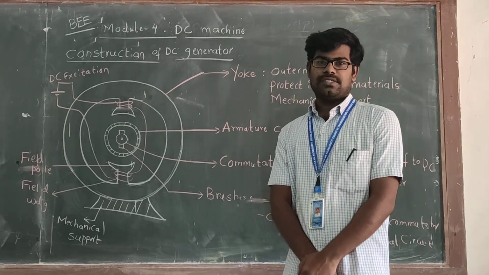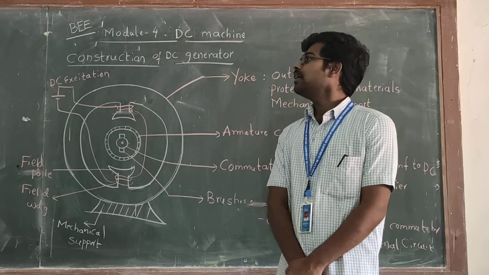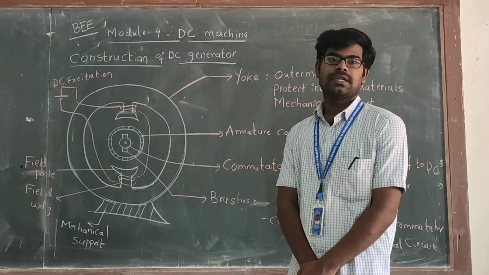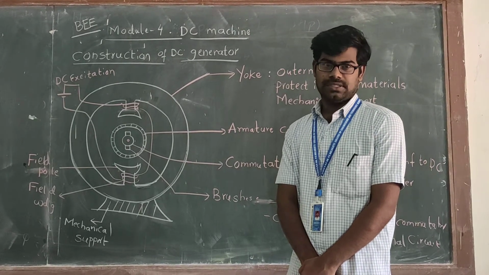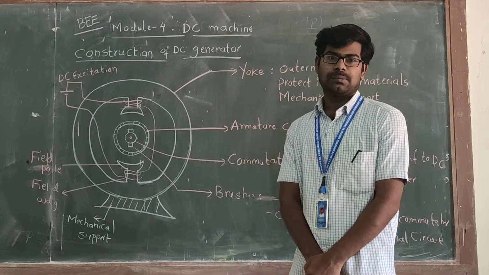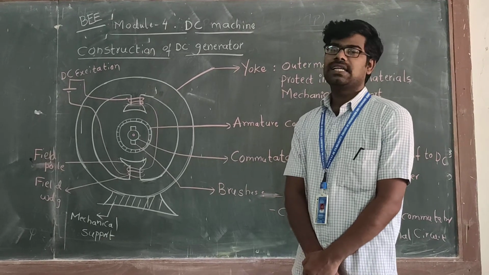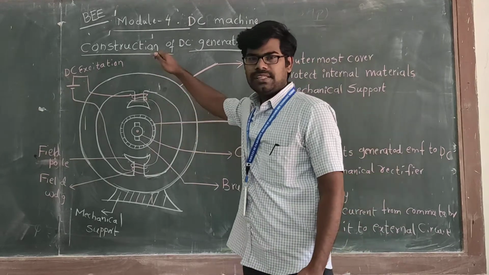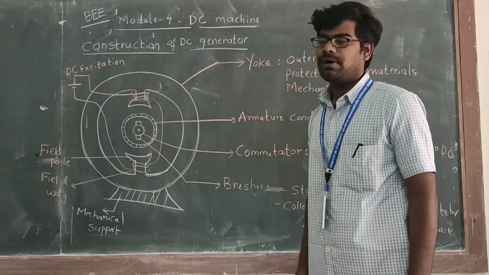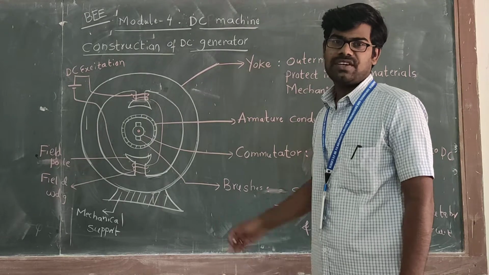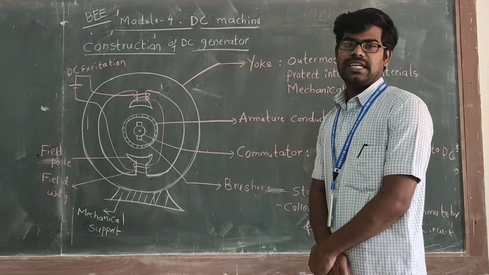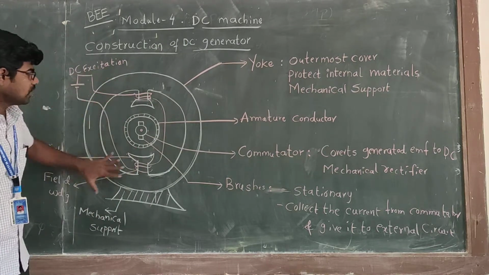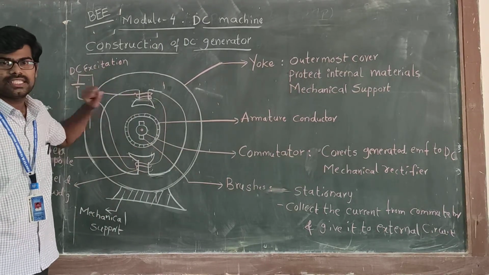Hello friends. Today we shall start module 4, that is DC machine. In the BW subject, module 4 covers the DC machine, DC generator and DC motor. Let us start with the DC generator. First we have the construction of the DC generator. First we shall study the construction of the generator.